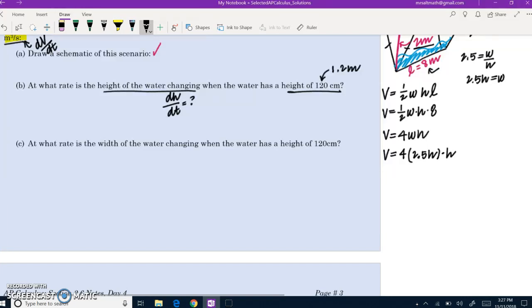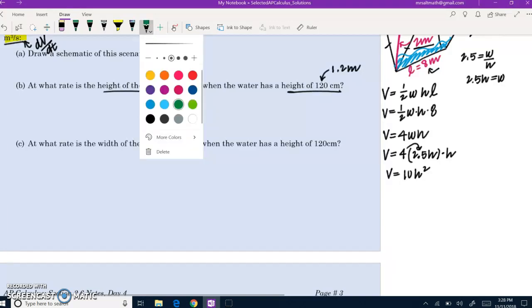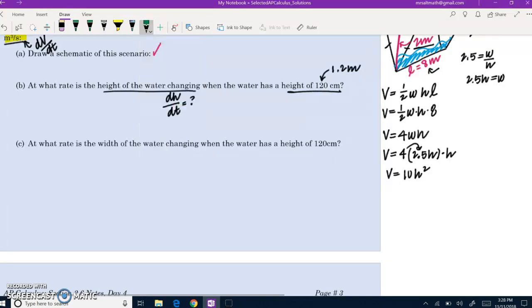Then I can just distribute in. So 4 times 2.5 is going to give me 10. h times h is going to give me h squared. At this point, I've got a method of relating my volume directly to my height, so I can go ahead and begin to use the related rates process.